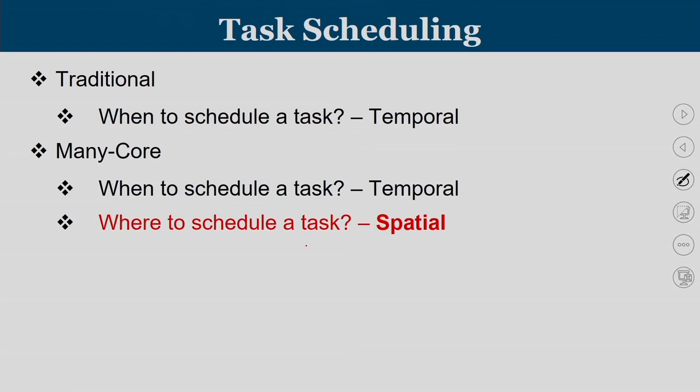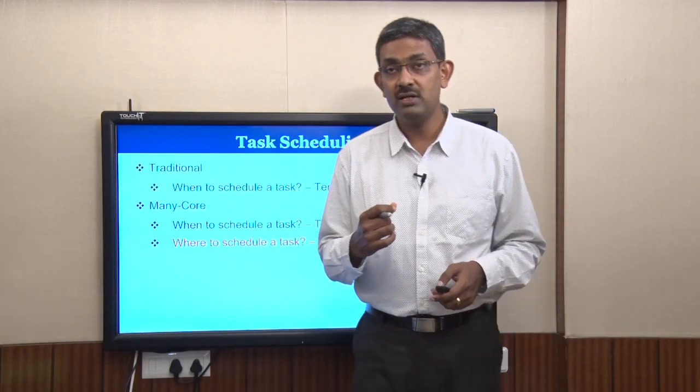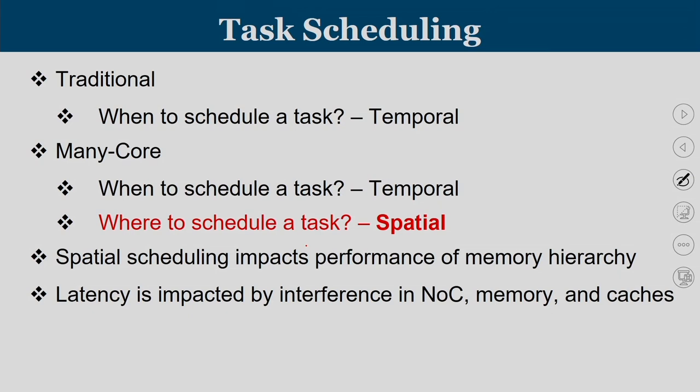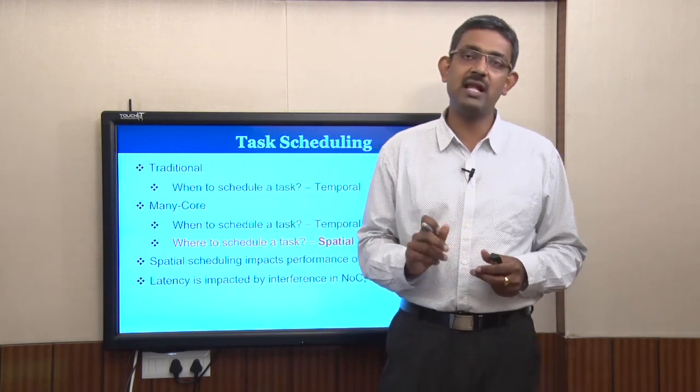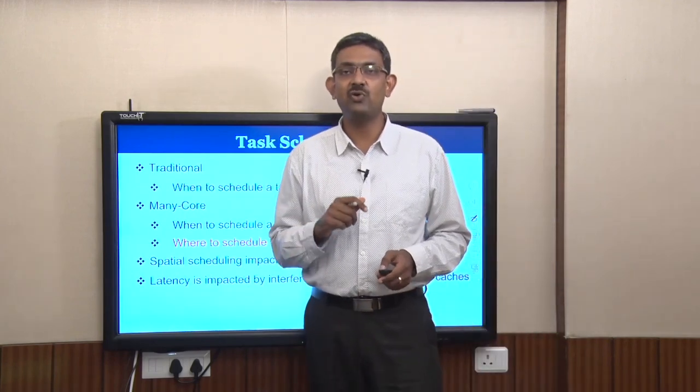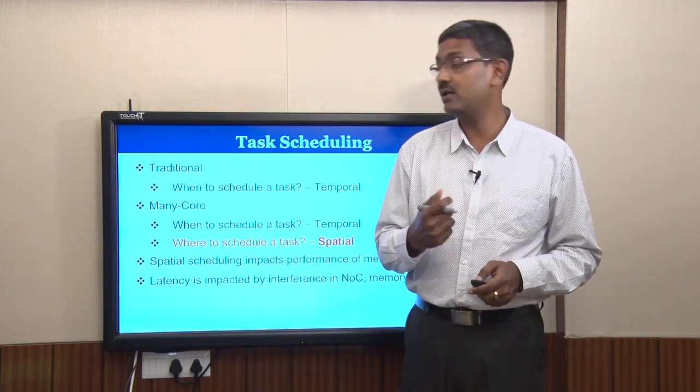When you move into multicore systems like our tiled chip multicore system, TCMP, we have now two design issues. Apart from temporal scheduling, when to schedule a task, you have one more problem to solve: where to schedule a task, and that is called spatial scheduling. Spatial scheduling impacts the performance of the memory hierarchy, and the latency of an application is dependent on spatial scheduling. If an application runs on core number 2, let's say it's generating a miss all the way to core number 60, it has to travel a lot, so the latency of the packet is very high. Rather than scheduling the application on core number 2, had it been scheduled at core number 60, then 60 to 63 is a shorter distance, so the latency of the same application is going to vary because the application itself is scheduled on a different core.